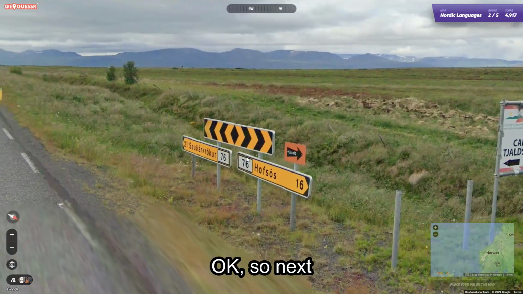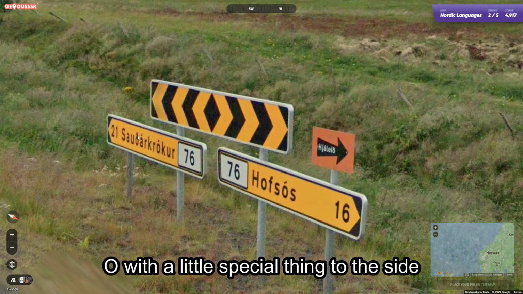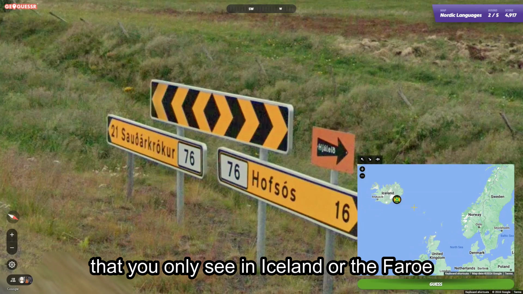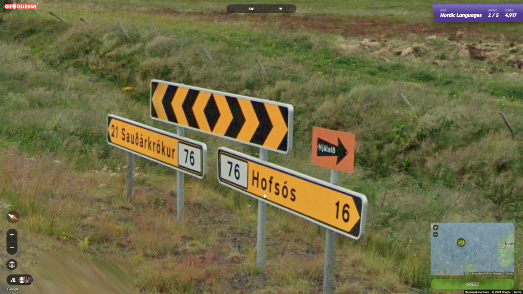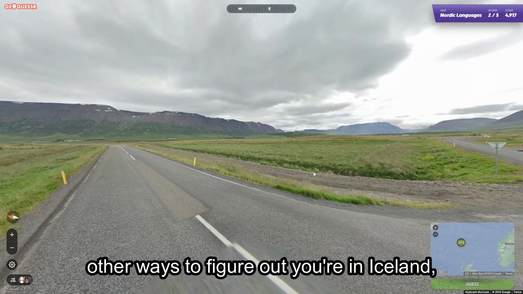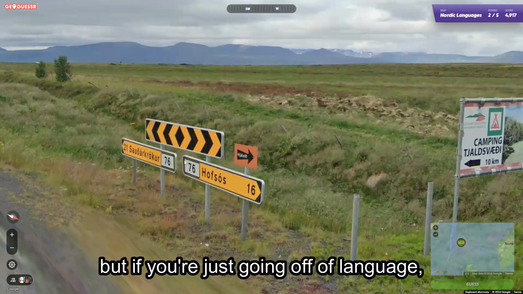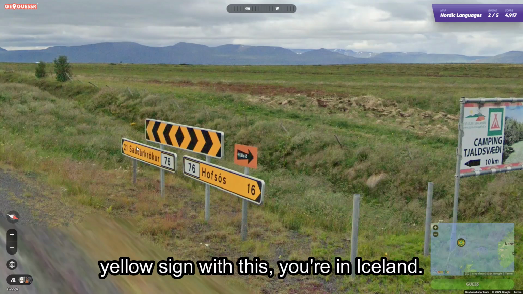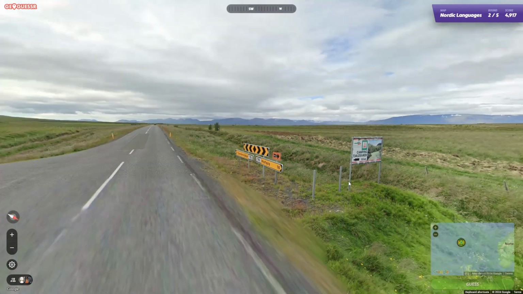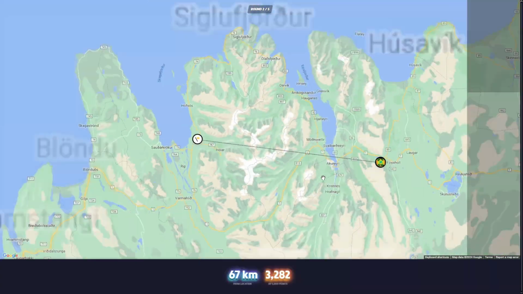Okay, so next, we have this O with a little special thing to the side. That you only see in Iceland or the Faroe Islands. I mean, there's also other ways to figure out you're in Iceland, like the yellow bollards, but if you're just going off of language, yellow sign with this, you're in Iceland. So yeah, just send it in Iceland.